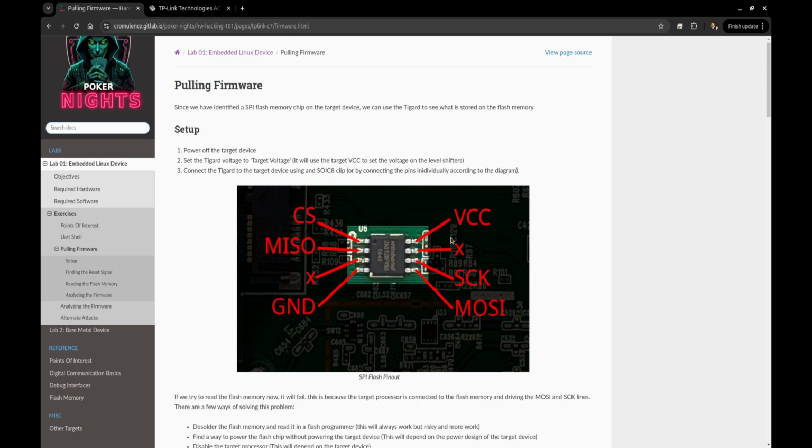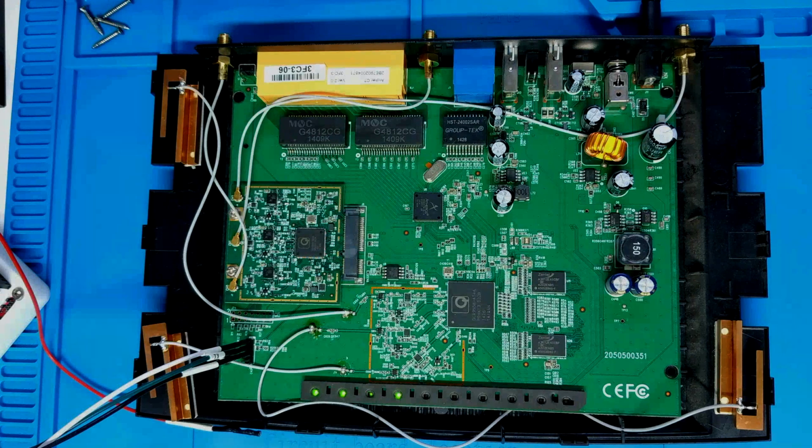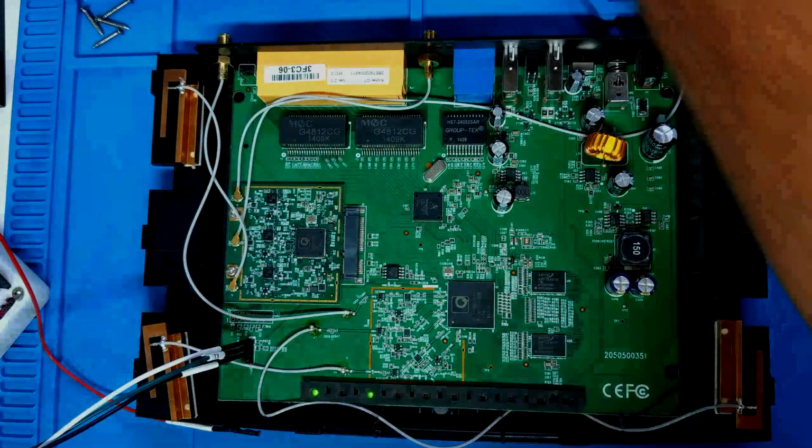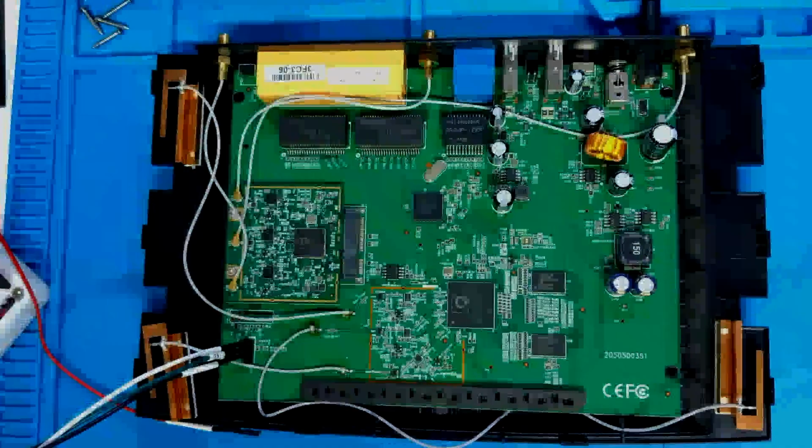So this shows the pinout. These are the signals that we're interested in. The two X's, we actually don't care about those. We don't even need to connect to them. You can connect to these individually using logic probes, or in my case, I have a clip made specifically for this style of chip that just clips right onto it. So we're going to hook that up, and we're going to use the Linux flashrom utility and see if we can pull that firmware. So we're going to power off the device.